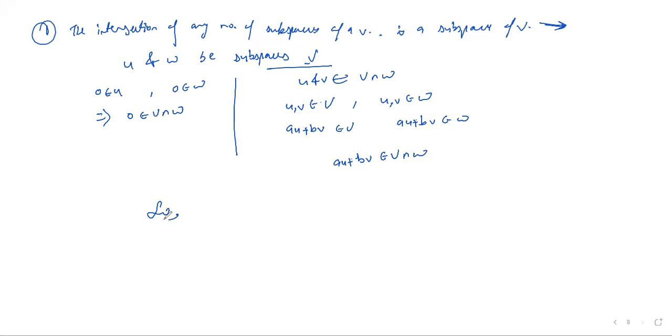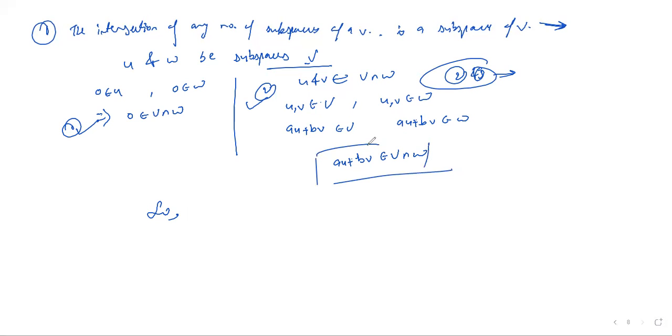So from this, we get that it satisfies the zero vector property, and second, the linear combination property. It satisfies the condition of vector addition and scalar multiplication too. So U intersection W is a subspace of V.